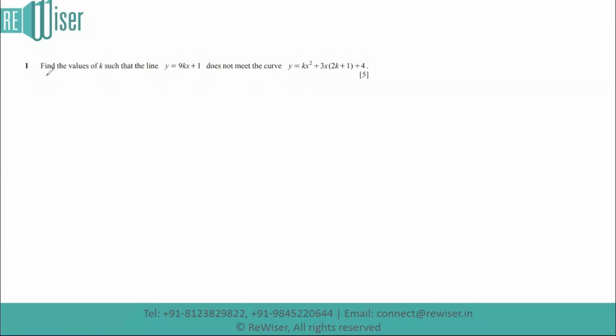In this question, we need to find the values of k such that the line y = 9kx + 1 does not meet the curve y = kx² + 3x(2k + 1) + 4. Now, this is a straight line, so whenever you graph it, it would be a straight line. And if I talk about graphing this quadratic equation, it would look like a parabola. Whether it's concave upwards or opening downwards depends on the value of k, which is not given here.